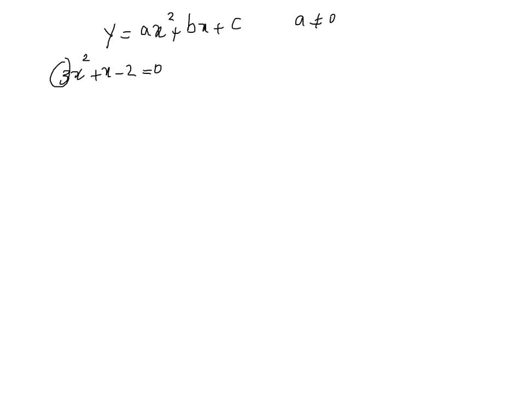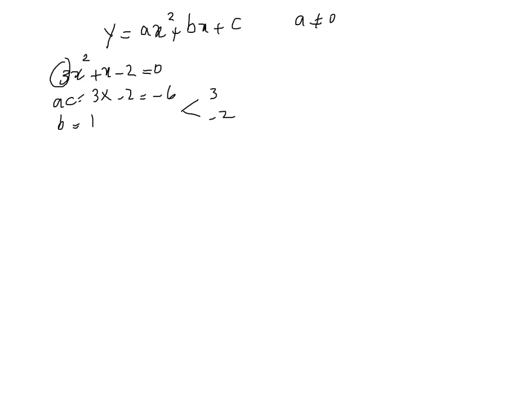So we are going to say AC is 3 times -2, which is -6, and B is 1. Now the question is, find two numbers whose product is -6 but whose sum is 1. Those two numbers are 3 and -2, because 3 plus -2 is 1, and 3 times -2 is -6.